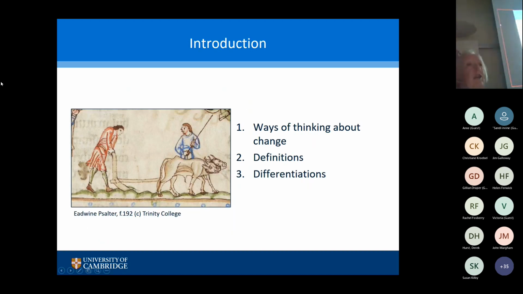By way of introduction, there are three things I'd like to say. I'd like to say something about the ways that we think about change. I'd like to say something about definitions of open fields. And I'd like to say something about how we differentiate between different types of open field.